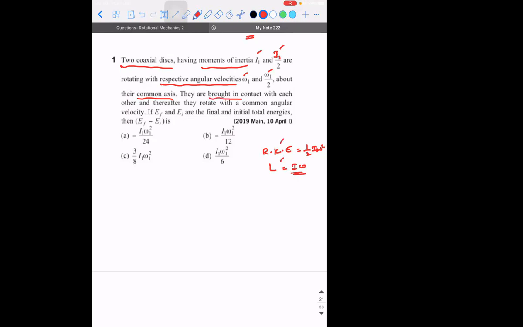They are brought in contact with each other, which is nothing but a collision, and thereafter they rotate with a common angular velocity. So it is like what type of a collision?